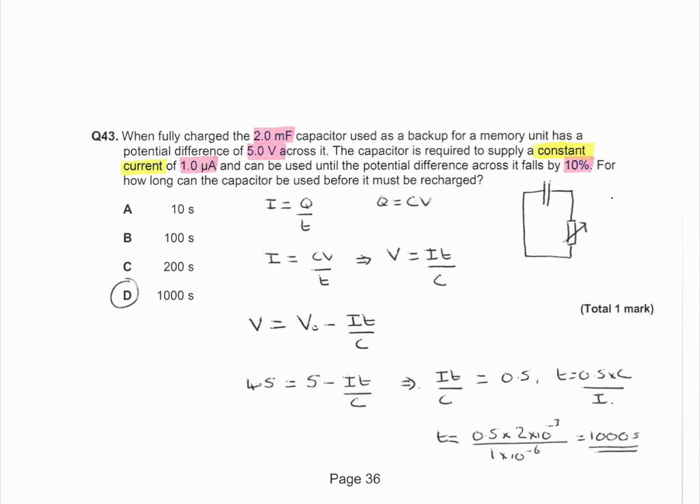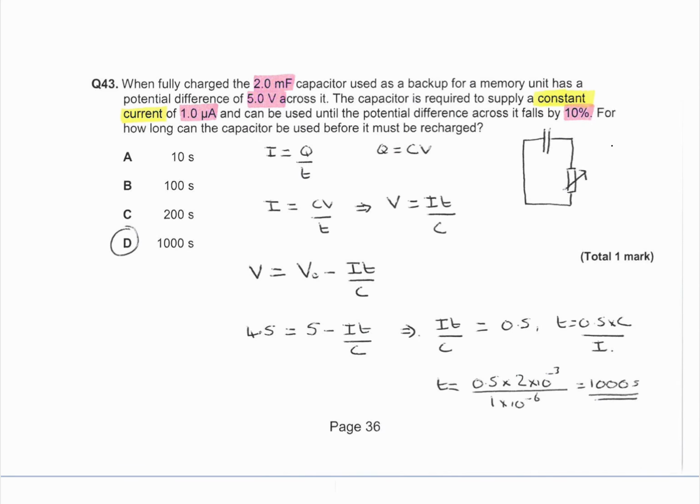And then in question number 43 now, question 43 is a very bog standard question, and it's been asked a lot in past exam questions. However, there's a little trick to it, because what we've got is a fully charged capacitor. We have a 2 millifarad capacitor, and it's used as a backup for a memory unit, and it has a potential difference of 5 volts across it.